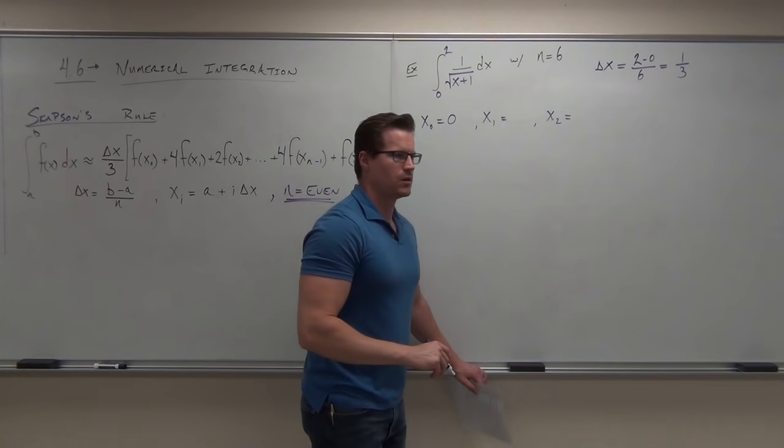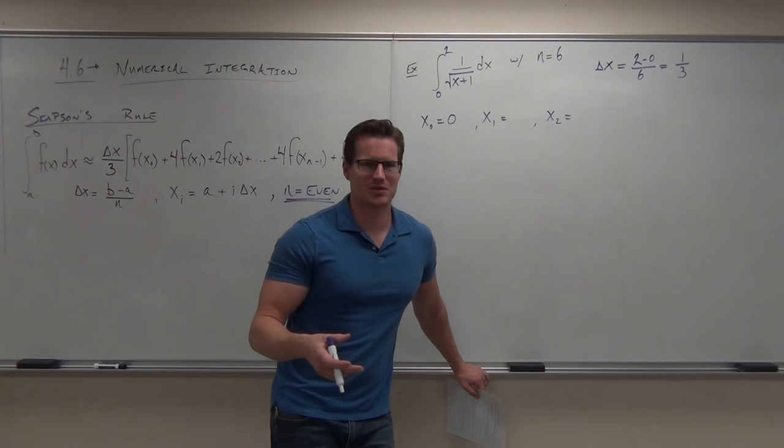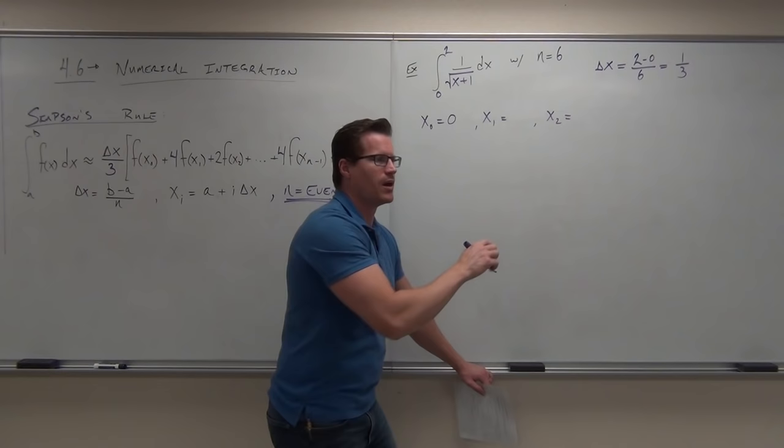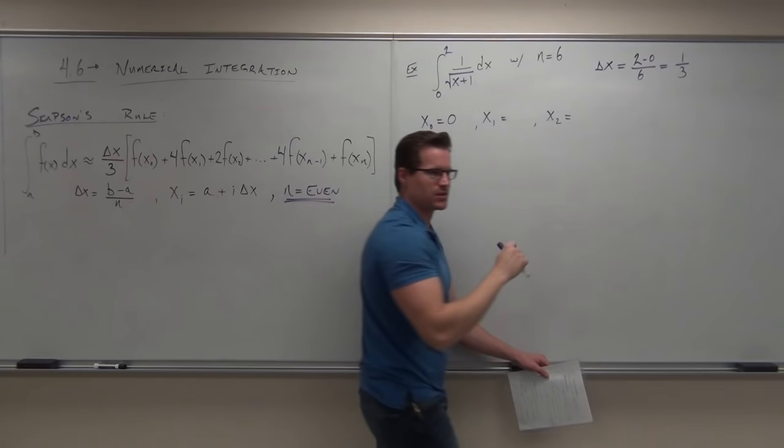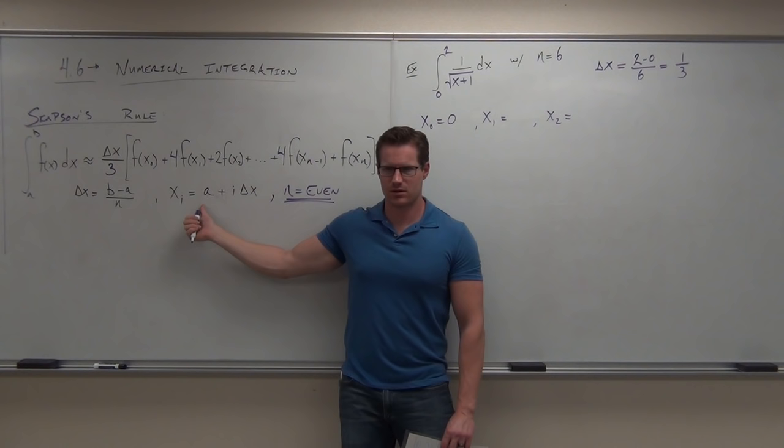Do you guys see the point in doing this? We're trying to approximate integrals without actually doing them. We start with that number and you just keep on adding your delta x for every term. That's what this says. It says start with your a. Do you understand our a is 0 right now? You get it? Start with a, just add delta x. That's it. Just add it every single time.